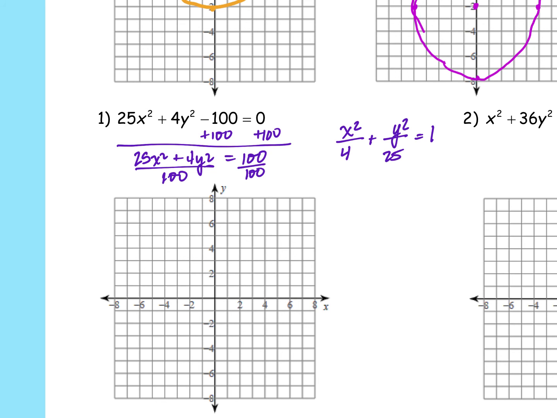Okay. So then I find the center of my ellipse, which is going to be 0, 0. A is going to be, what is A? 2. Thank you. What is B? 5. Thanks, guys. So 0, 0, 2 each way, 5 each way.